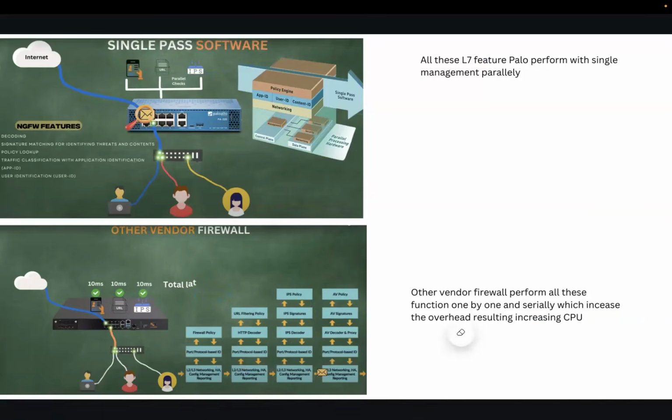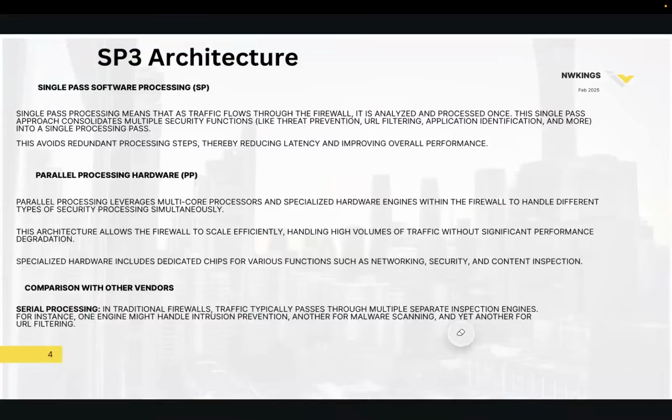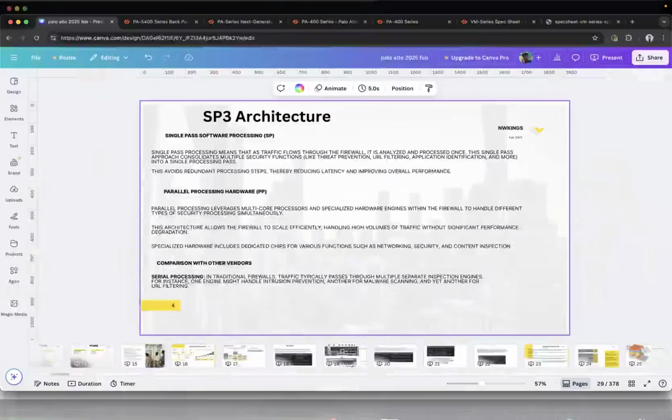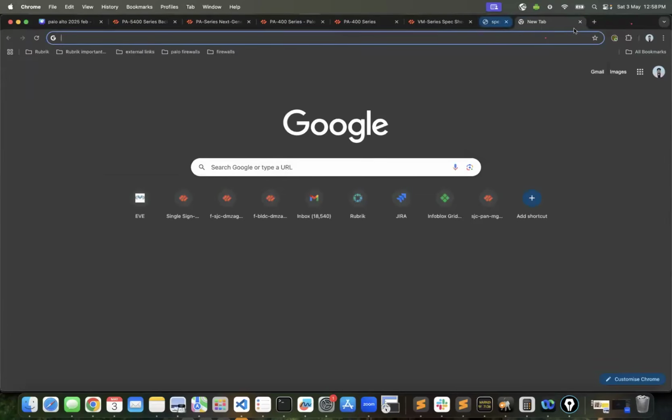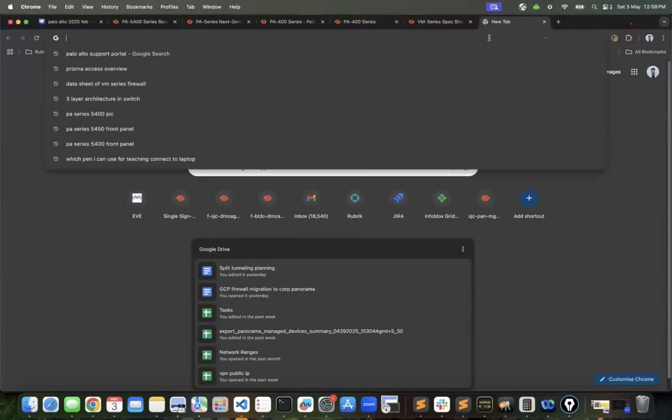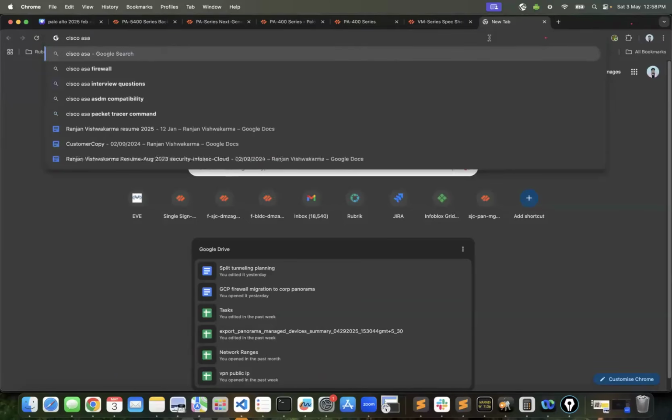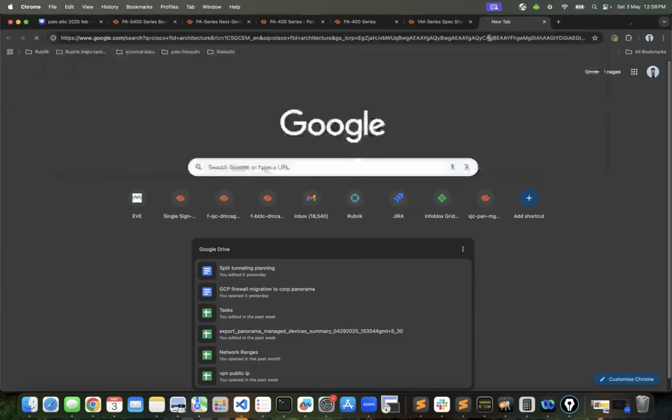Now you will think, no sir, I worked in Cisco as well. It was good. Yeah, it was good. Let me show you how it is good. I'm not saying anything is bad or good. It is the architecture we are talking about. Everything is good. Cisco is not FTD I'm talking about. Let's talk about FTD architecture.